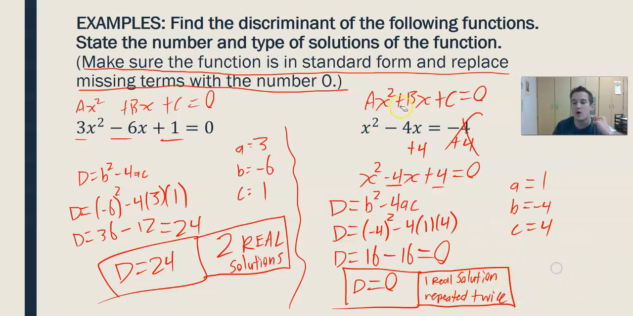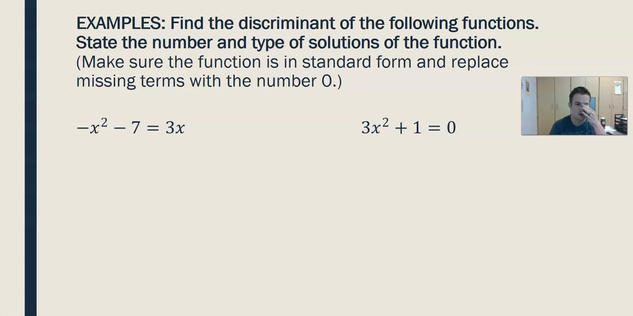I don't need to go and factor this and find what that solution is. For right now, I just need to know and find that there's one real solution repeated twice because the discriminant is equal to 0. Okay, let's do a couple more.